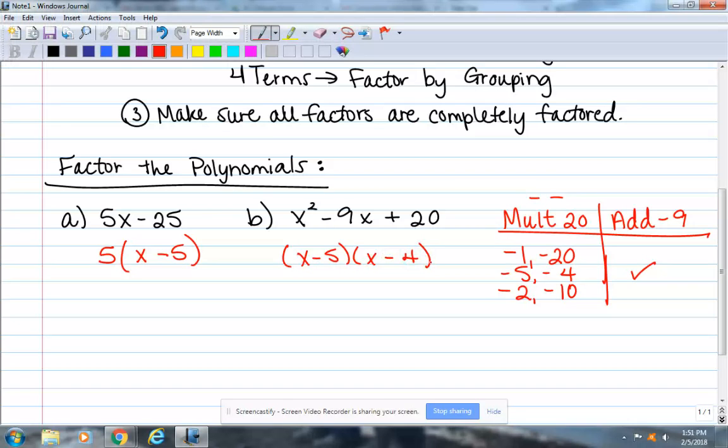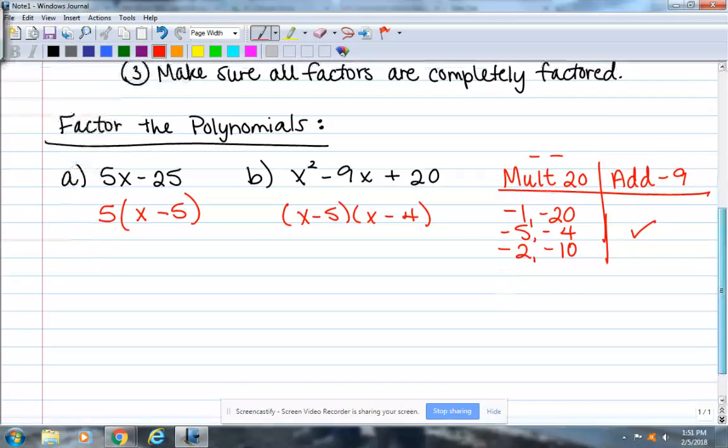Don't put any symbols or anything between the 2 parentheses, because right now sticking them together means they're multiplied. If you put a plus or a minus between those 2 parentheses, that makes it wrong. Okay? So just keep them squished together. Any questions on this one? Okay.